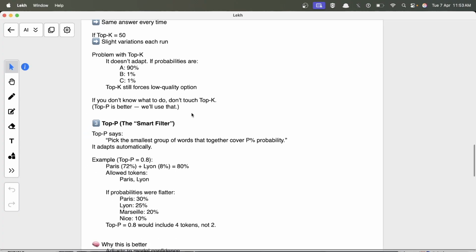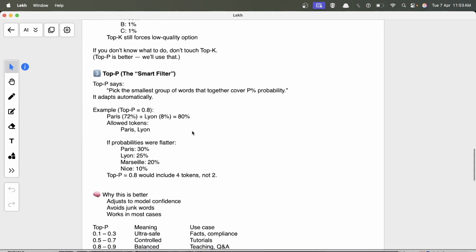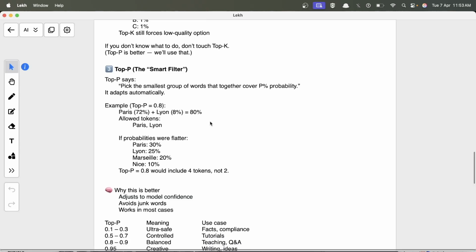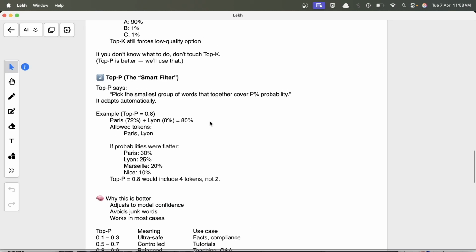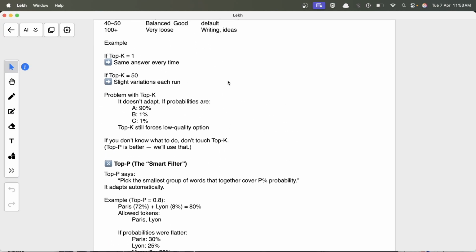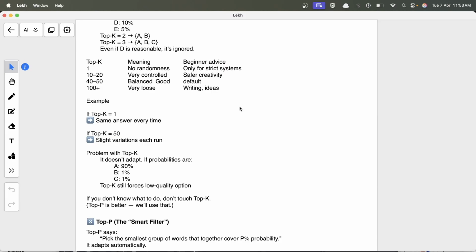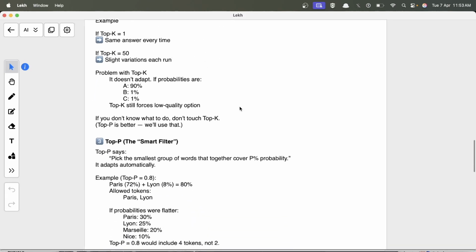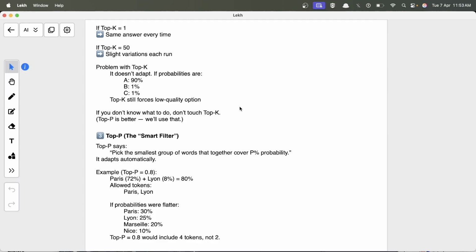So to avoid that, we use another parameter called top p. Top p is different from top k because it says pick tokens until the probability reaches some percentage. With top k, we give the exact count of tokens that we need to pick from. But top p is different. It gives a cumulative probability value: when the cumulative sum of the tokens that have been selected for the output reaches p% probability, then stop.